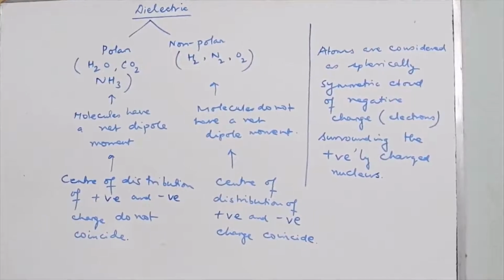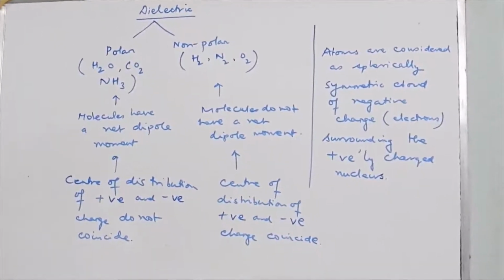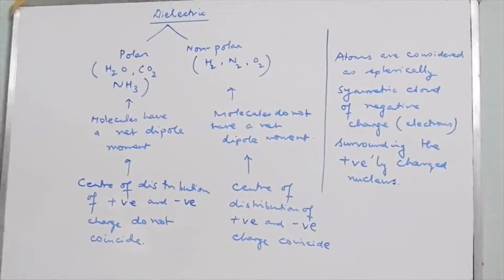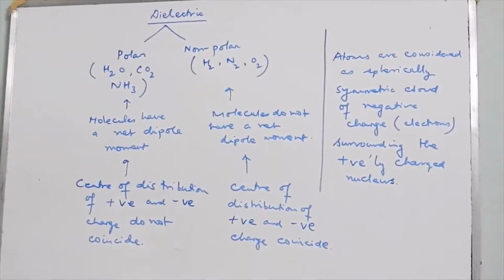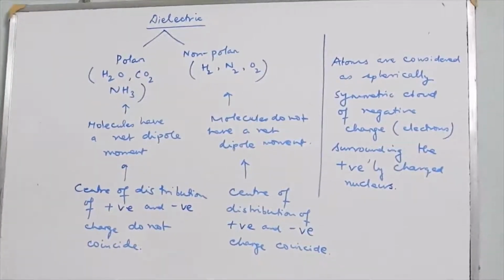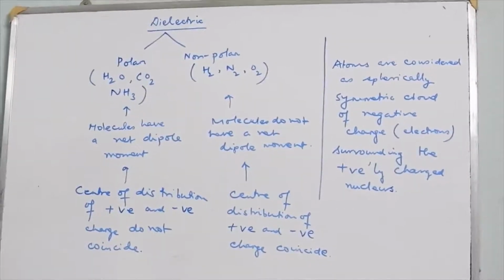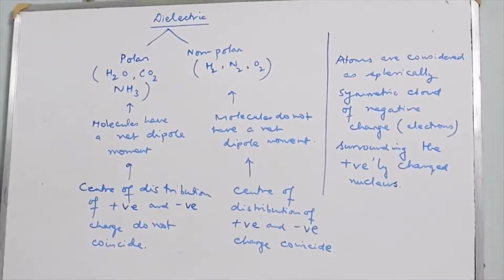That particular field at which this breakdown occurs is called the dielectric strength of the dielectric. So you can say that the dielectric strength is the maximum value of the externally applied electric field that can be applied without causing dielectric breakdown.